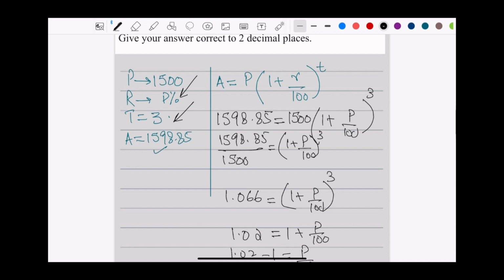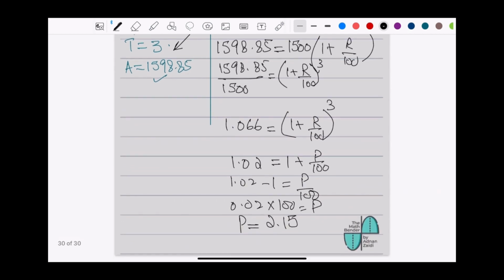I mistakenly wrote P there. It's actually R. The values are all correct. It's just that this is all the rate R, so don't confuse yourself with that.